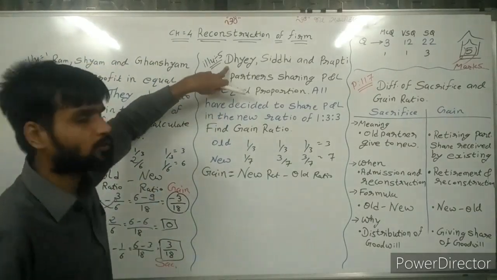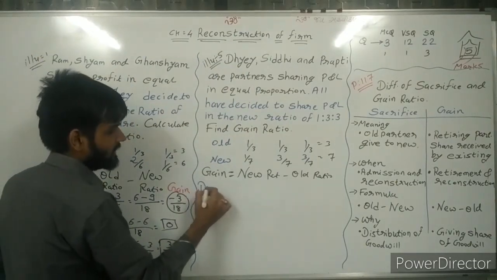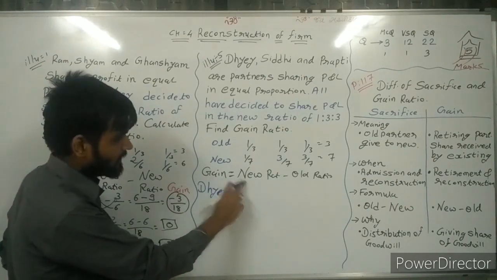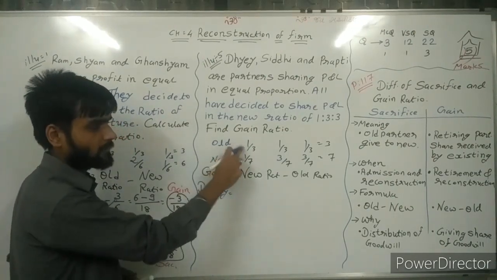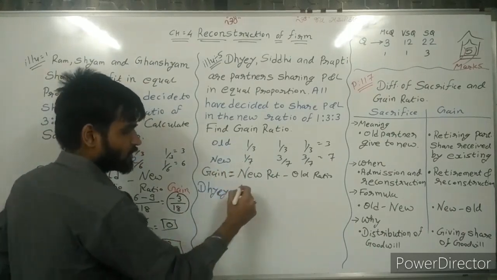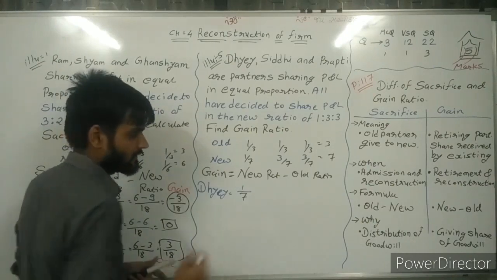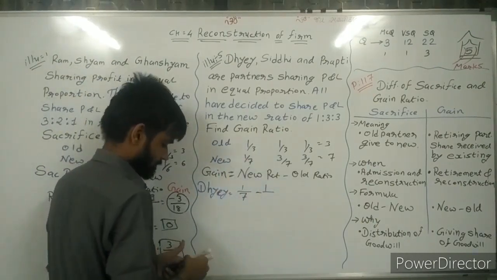So first of all, we are calculating for the day. So what is the day? This new share. So new is 1 by 7, and old is 1 by 3. So first we need to write 1 by 7 minus 1 by 3.